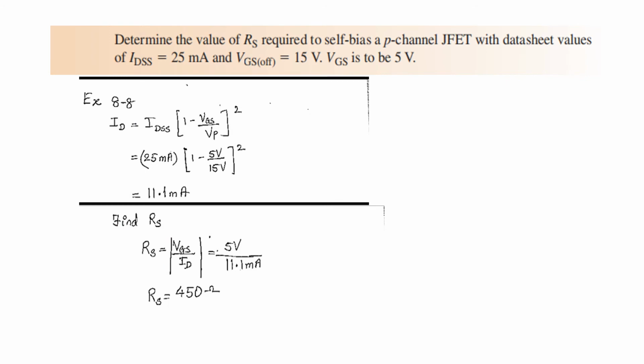So determine the value of RS for a self-biased P channel junction field effect transistor. Whatever values are given here are taken from the data sheet. So ID is equal to IDSS into 1 minus VGS by VP whole square, which comes out to be 11.1 milliamperes. We have to find RS. RS is nothing but VGS upon ID. So RS is 450 ohms.